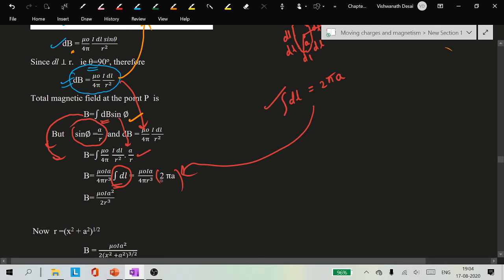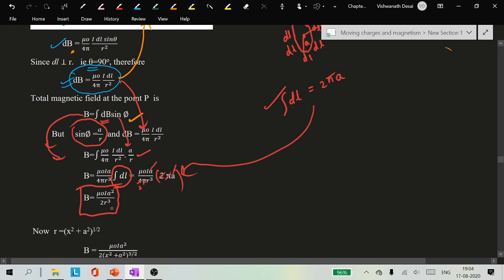Therefore, similar terms you can cancel. 2 with 4 will give 2 here, and mu naught I, this a and this a will be a square and r cube. Pi and pi also cancel over here. So this relation you got.